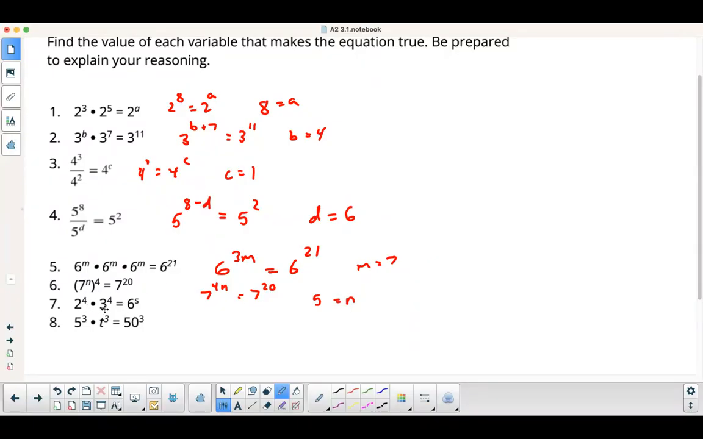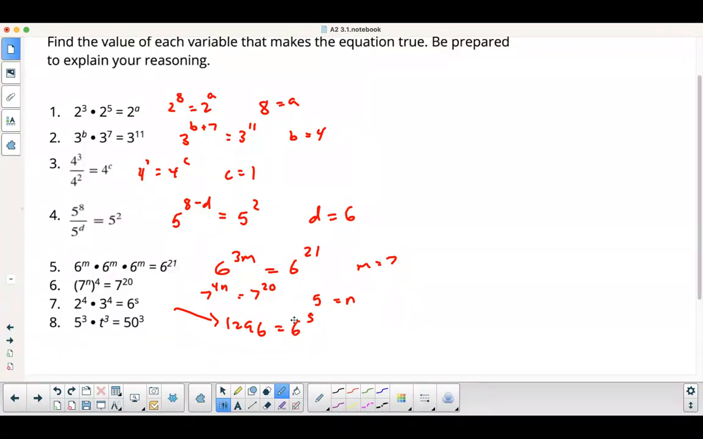I'm going to add, oh, I can't add these. These are different bases. So I got to figure out here, what is 2 to the 4th times 3 to the 4th? I'm going to type that into my calculator here. 2 to the 4th times 3 to the 4th. Oops, hold on. 2 to the 4th times 3 to the 4th. And I get, so I'm going to come down here. 1296 equals 6 to some power.